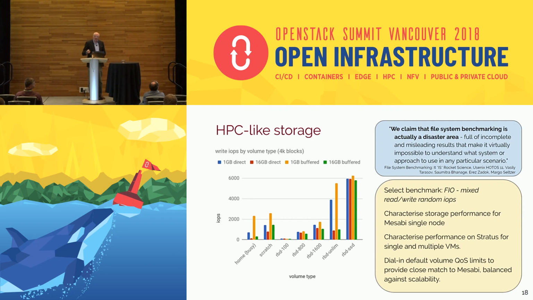But one thing we knew we had to do was tune the quality of service IOP limits for Nova to provide kind of a comparable performance to Mesabi. And so we selected FIO with random IOPS, which, based on some research, seemed like the closest match to typical user workloads. We characterized the performance for Mesabi, and then dialed in suitable IOP rate limits on Stratus to match. And we selected this RBD 800 in the end, which is 800 IOPS.